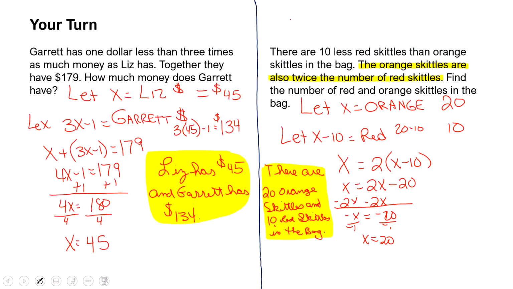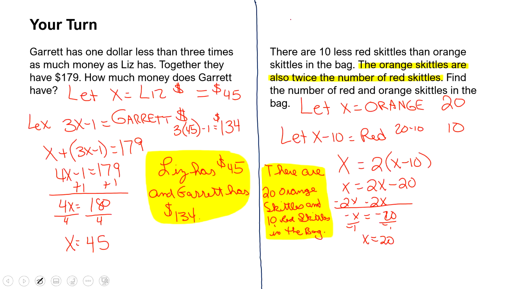Okay, so here we go. The first one, we let x equal Liz's money. We let 3x minus 1 equal Garrett's money because he had $1 less than 3 times as much money as Liz had. Their total together was $779, so we figured it out, and it was Liz had $45 and Garrett has $134.